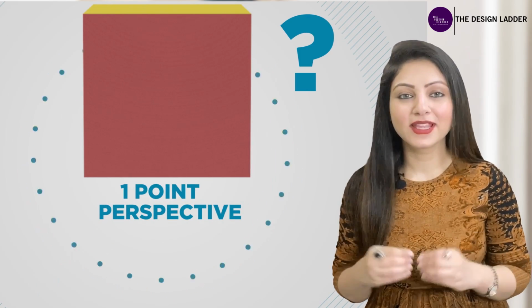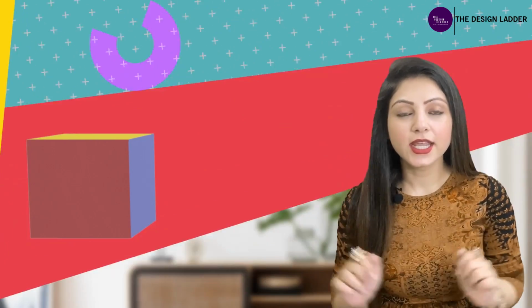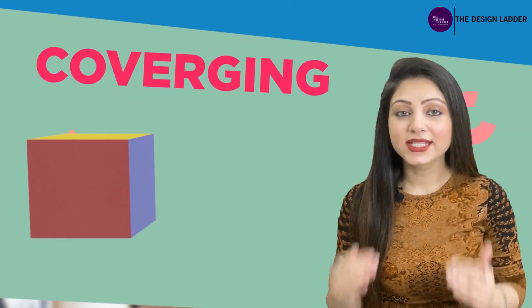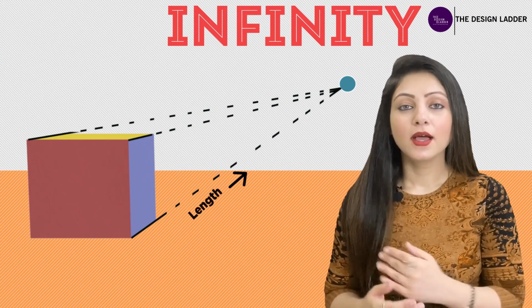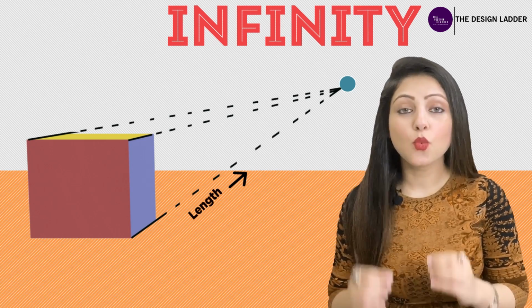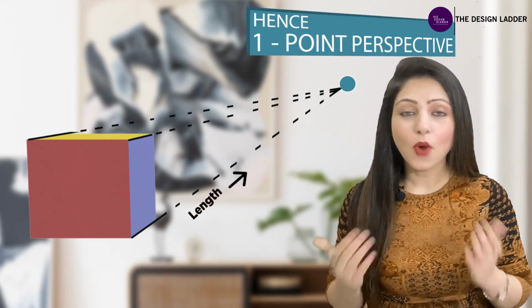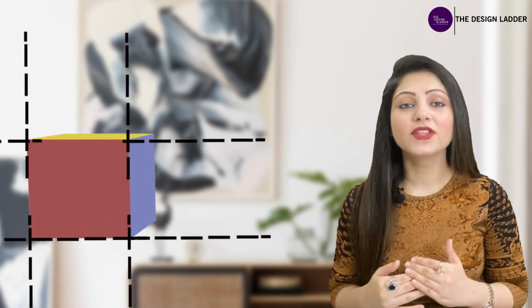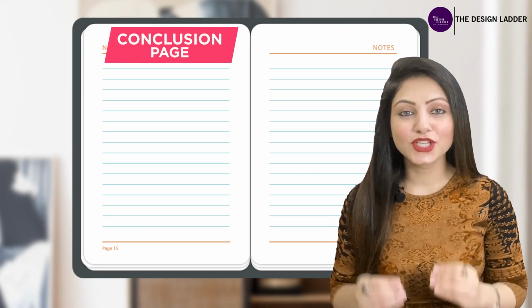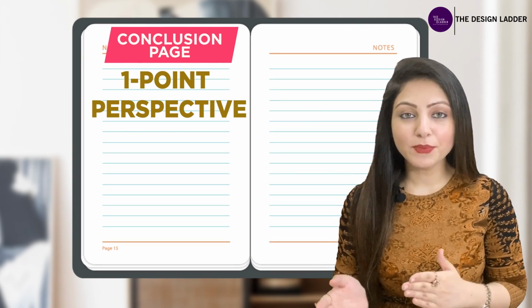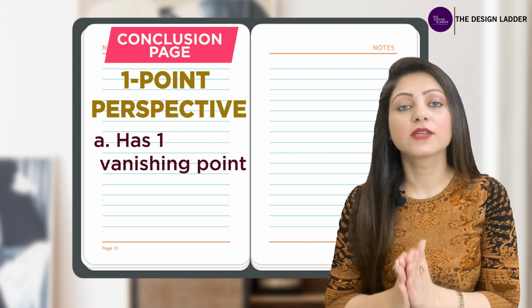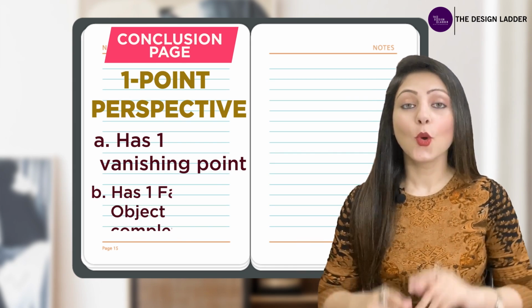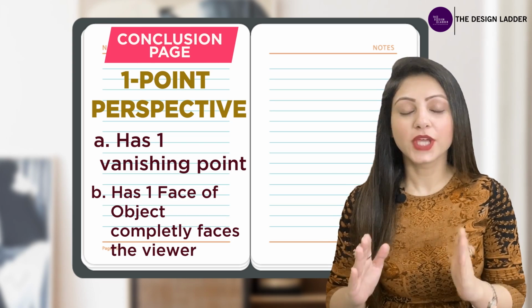How? I'll explain the logic behind it. If we freeze this object at any position and take a snapshot of it, and we try to extend the converging length of this cube backwards towards infinity, we observe that the lines converge to one vanishing point, hence 1 point perspective. Rest all of the lines are parallel. So we are in a position to now conclude that in 1 point perspective, all the lines of the length of the object go and converge at one vanishing point, and also one complete side of the object faces the viewer completely.